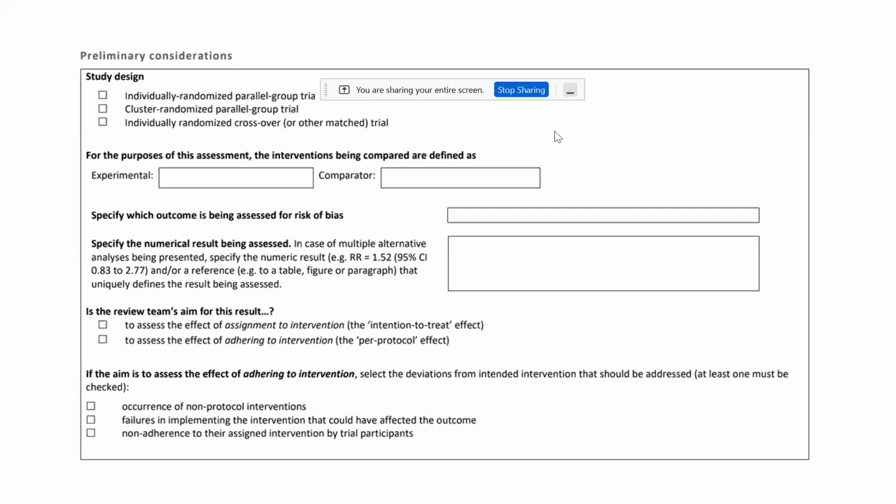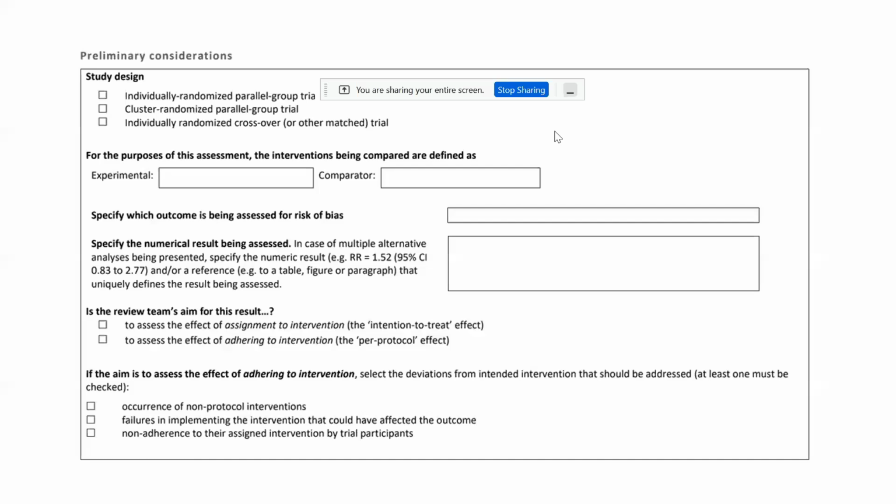So first of all, the RoB2 checklist starts with the preliminary considerations. First of all, we have to write the study design. We have to be very clear about what the interventions being compared are, and which outcome exactly we are assessing for the risk of bias assessment. As we know, there may be multiple outcomes reported in the studies, but we will assess the outcome of interest as our systematic review demands.